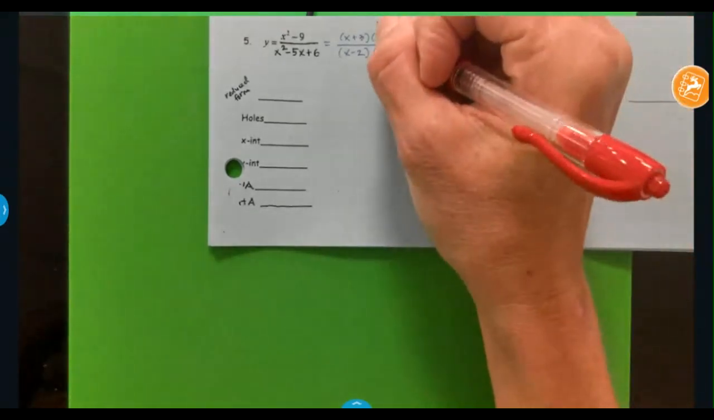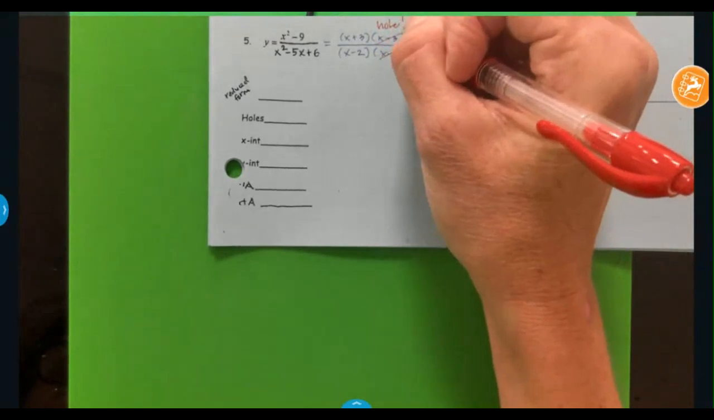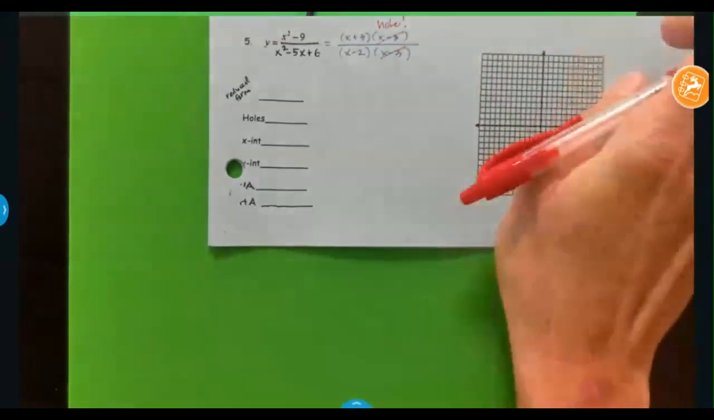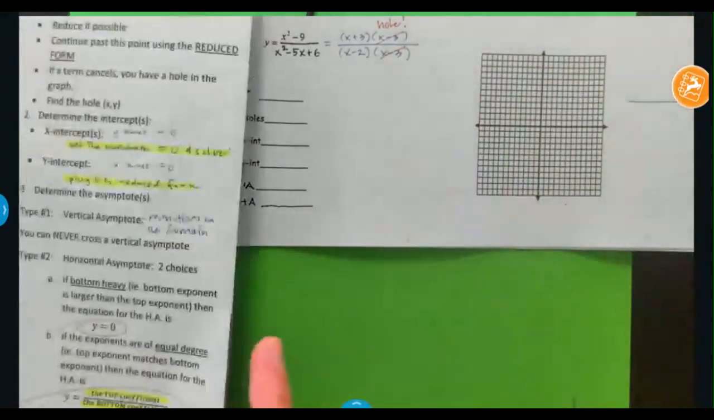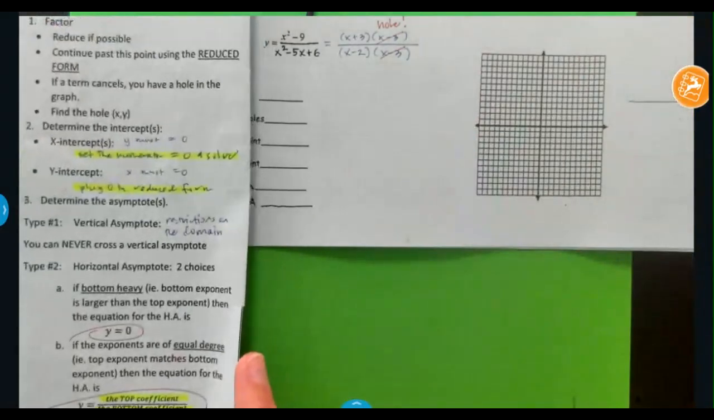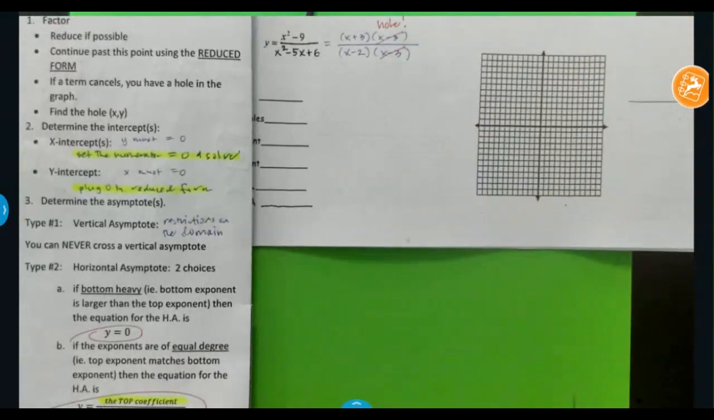X minus 3. Now, if something cancels, you have what's called a hole, an actual hole in the graph. And I'm going to show you this. I might pull it up. Well, yeah, I'm going to show you this on Desmos.com. You have an actual hole at x minus 3. Now, this is the hardest part.